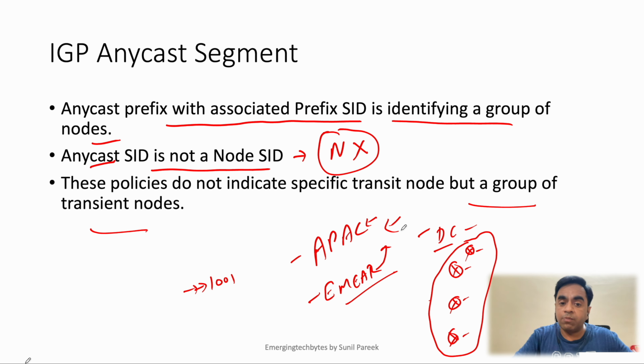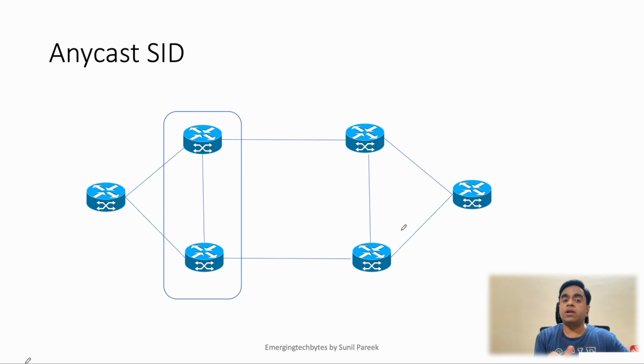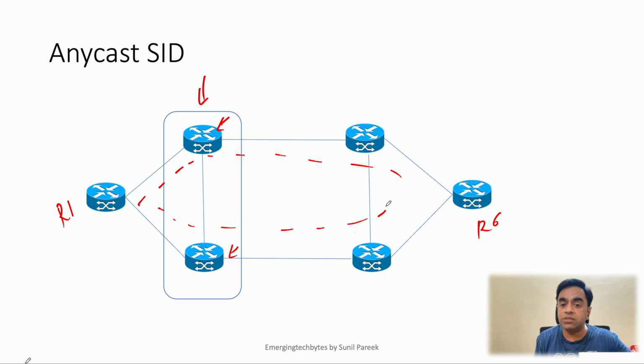To put it in a simpler way, let's say I have a network like this where I want traffic from R1 to this node, let's say R6, to pass through this region where I have a group of nodes. So what I will do is allocate an anycast prefix SID to these nodes. Now traffic from R1 to R6 can pass via this way or it can pass via this way as well, it does not matter, but it has to pass through this region.